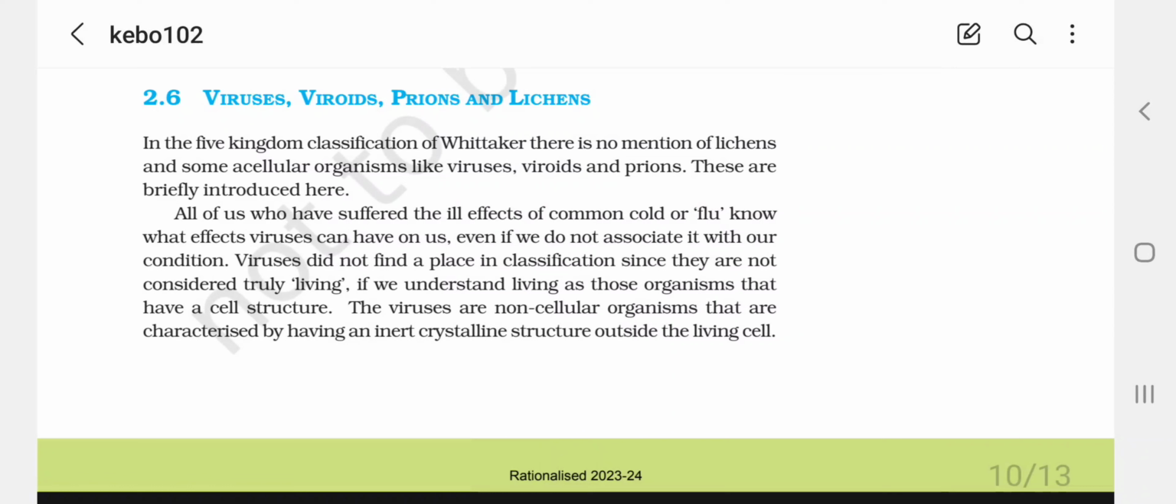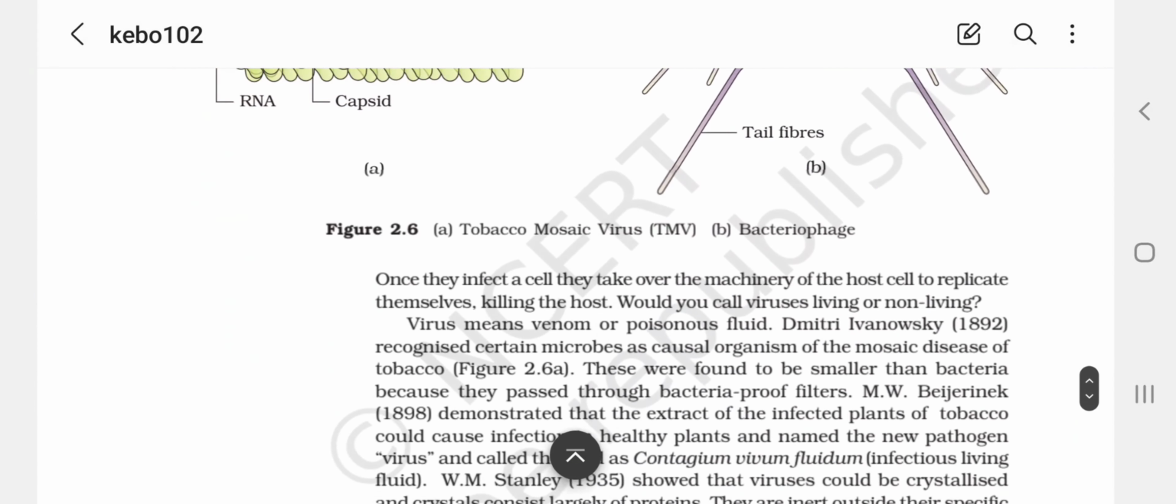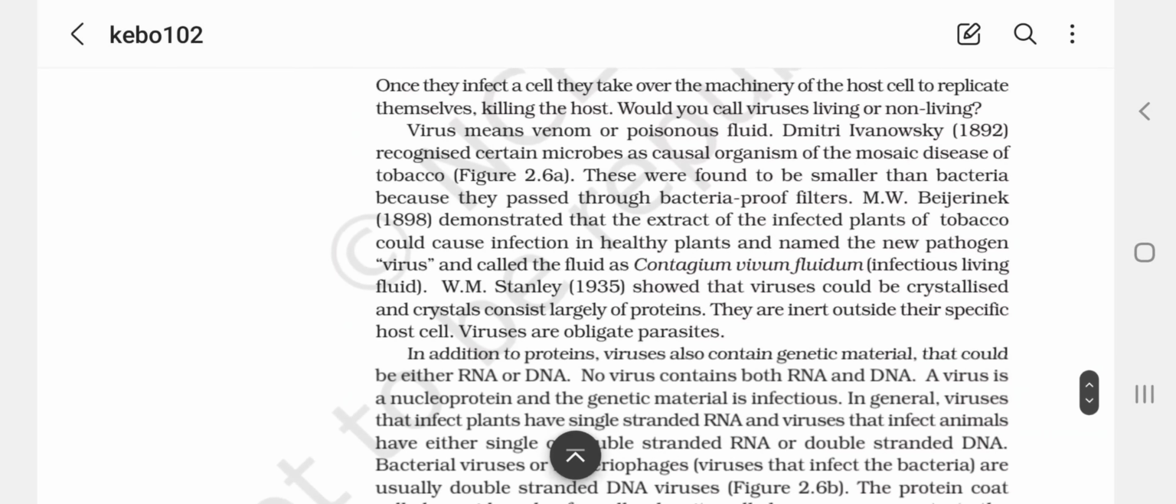Viruses did not find a place in classification since they are not considered truly living. If we understand living as those organisms that have a cell structure, viruses are non-cellular organisms characterized by having an inert crystalline structure outside the living cell. Once they infect a cell, they take over the machinery of the host cell to replicate themselves, killing the host. Would you call viruses living or non-living?